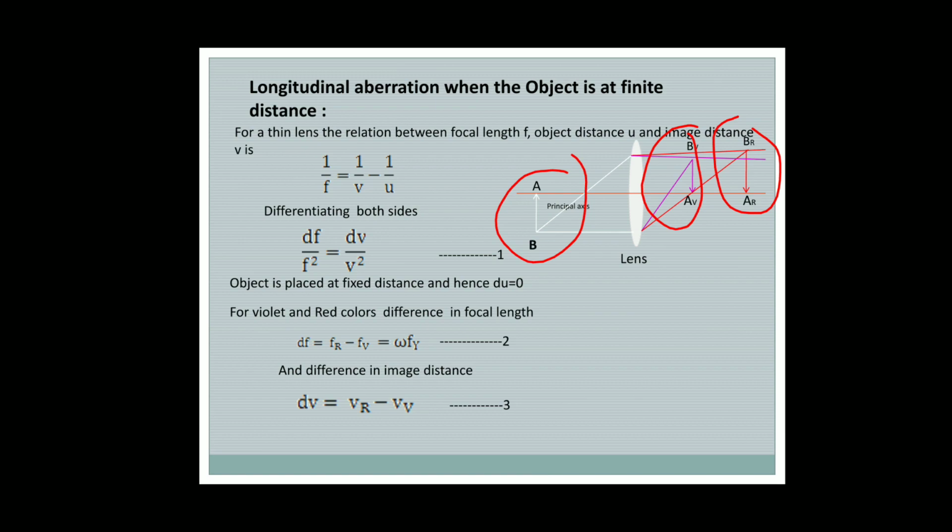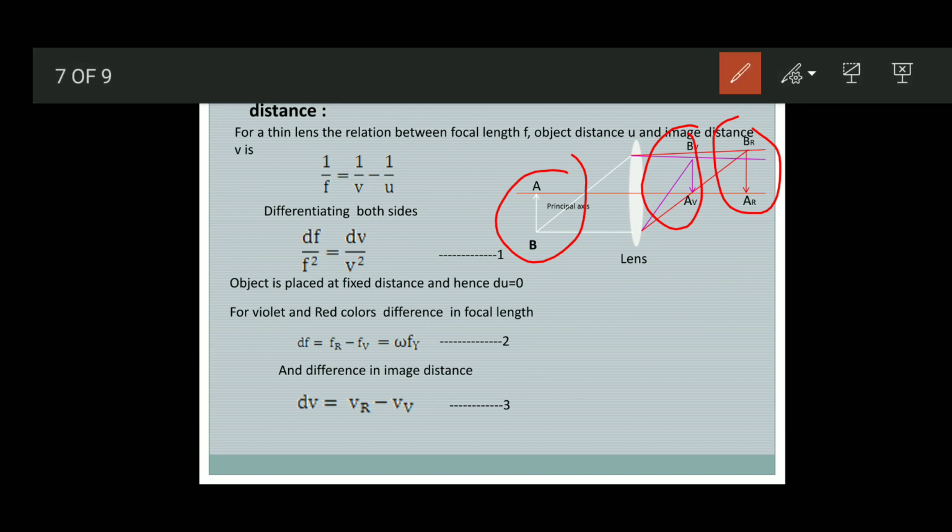How can we calculate it? For a thin lens, we know the focal length equation is 1 by f is equal to 1 by v minus 1 by u, where f is the focal length, v is the image distance, and u is the object distance. So 1 by f is equal to 1 by v minus 1 by u is the formula for the focal length. From our school days also, we have heard this equation a number of times. But in this, we have to calculate the distance between two images.